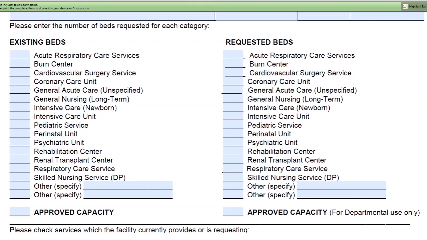For example, if you would like to add 2 pediatric beds, you would list a 2 next to the pediatric service. For an initial application for a new hospital, please mark the number of requested beds in only the requested bed section. The approved capacity section is where you list the total number of licensed beds in the hospital.